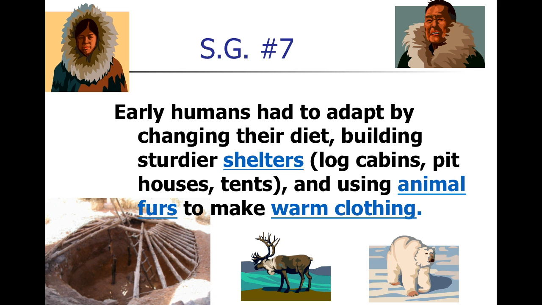Number 7. Early humans had to adapt by changing their diet, building sturdier shelters, log cabins, pit houses, tents, and using animal furs to make warm clothing. You've studied this before too when you did Native Americans. This is just how people adapt to survive. This is some of those techniques. They moved away from colder climates. They built sturdier houses, and they took animal clothes to make them warmer. So these are all survival techniques. Think about your objective.